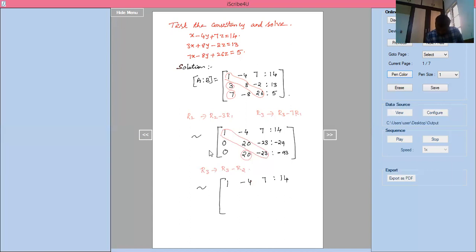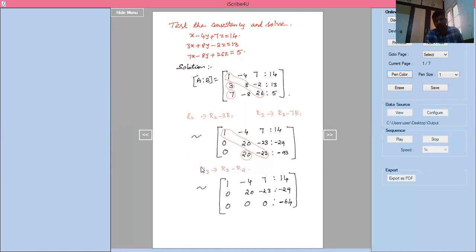This is 0, 20 minus 20 is 0. Next, minus 23 plus 23 is 0. Minus 93 plus 29 is nothing but minus 64.